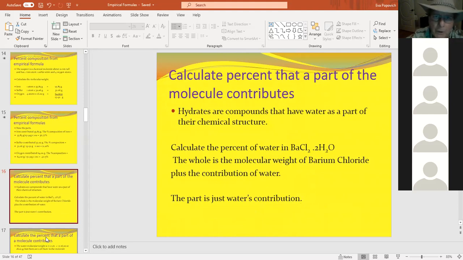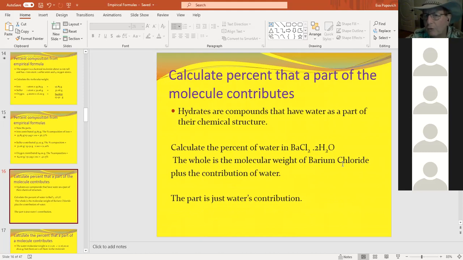All right. Sometimes you're going to have to calculate the percent that a part of a molecule contributes. This is basically what you were doing in the lab for this week. This week's lab was hydrates. Basically, a hydrate is a compound that incorporates water as part of its chemical structure. So, if we want to know how much of the weight is contributed by water, we need to know the entire formula. The entire formula is BaCl2 dot 2 H2O.